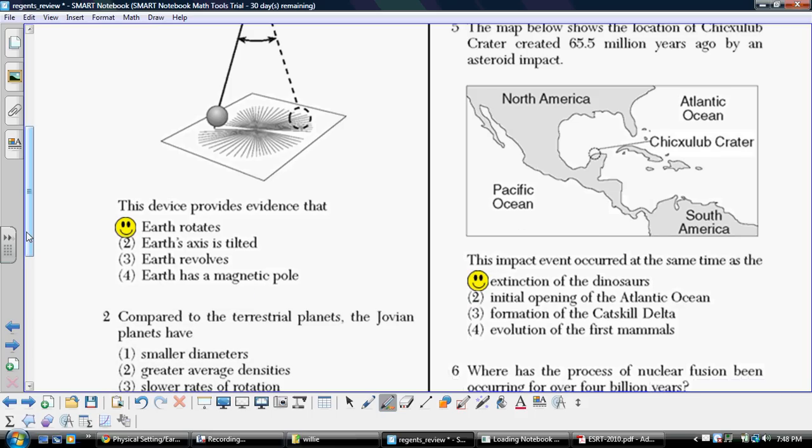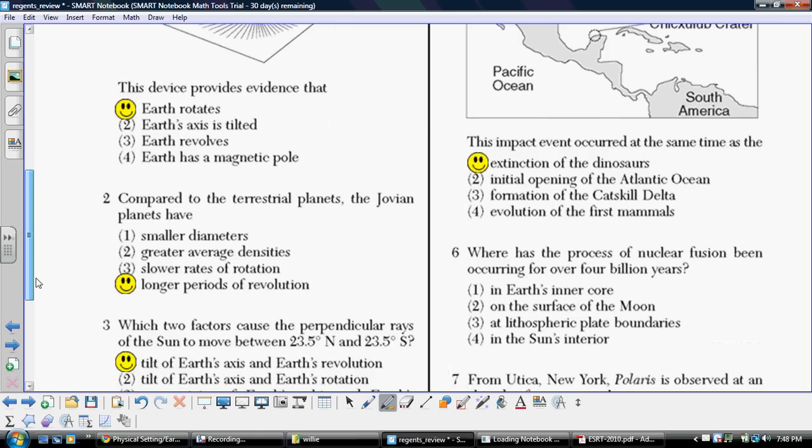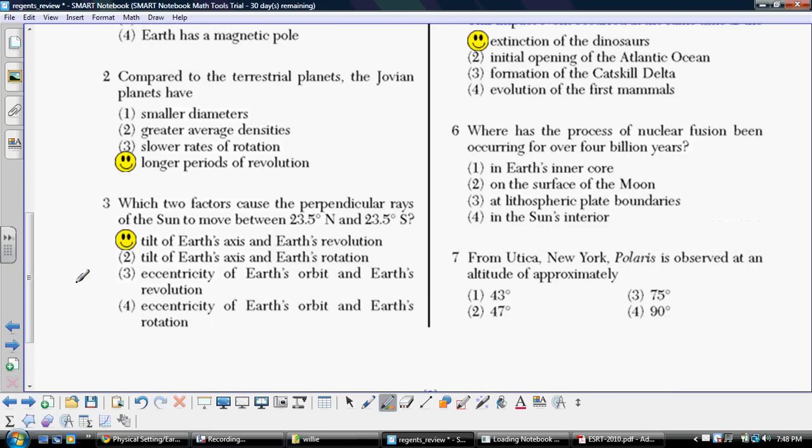And moving on. Where has the process of nuclear fusion been occurring for over 4 billion years? Nuclear fusion, remember, is the main reaction that takes place within a star. And then when we look at our answer choices here, they're going to be talking about the sun, the only star here. And the last question here on the first page.